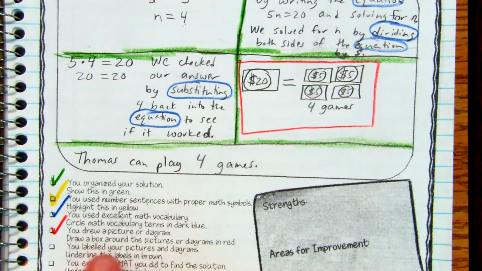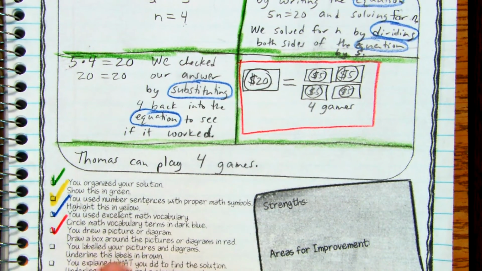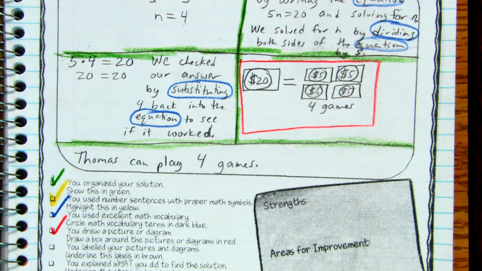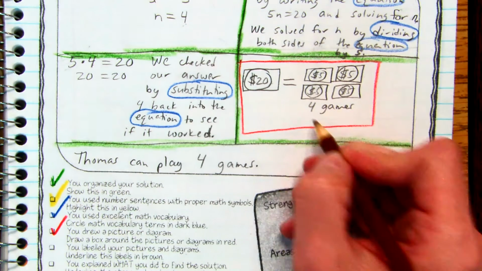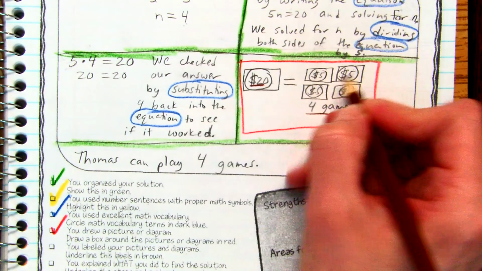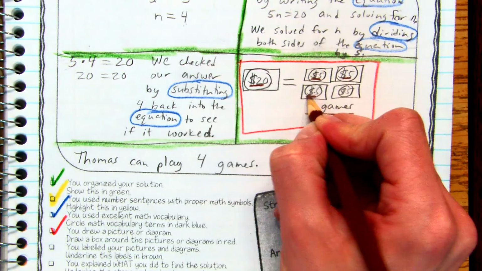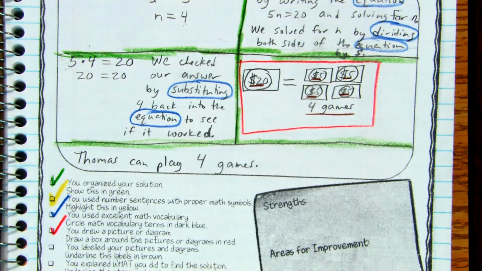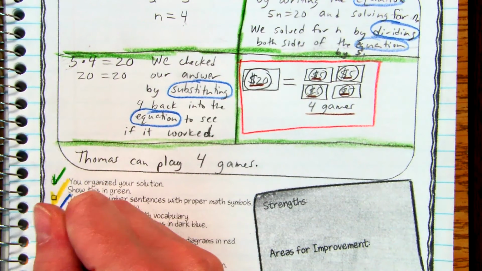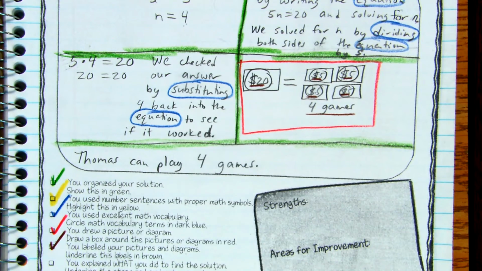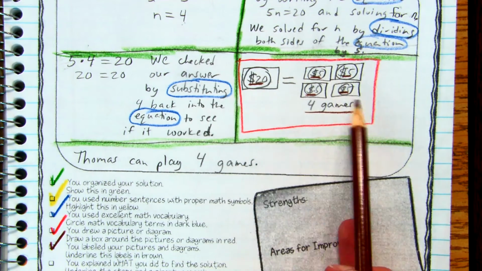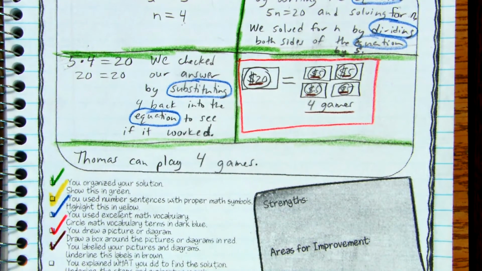You labeled your pictures and diagrams. Underline the labels in brown. So I labeled mine with dollar signs. Hang on, I got to find my brown. 4 games. We also labeled 4 games. So I've got these all on here. So I've got lots of labels going on. And so we underline our labels in brown. We're going to check that off down here.